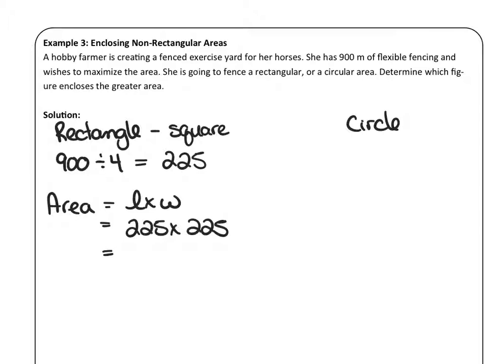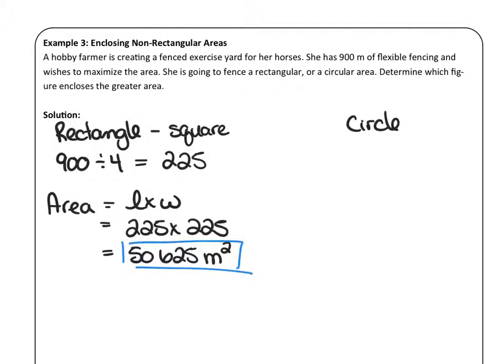And in this case, we get an area that's 50,625 meters squared. So that is our area. Oh, I thought that would turn out better. Let's get rid of that. Let's just box it in so I have it. So that's the area of our square.